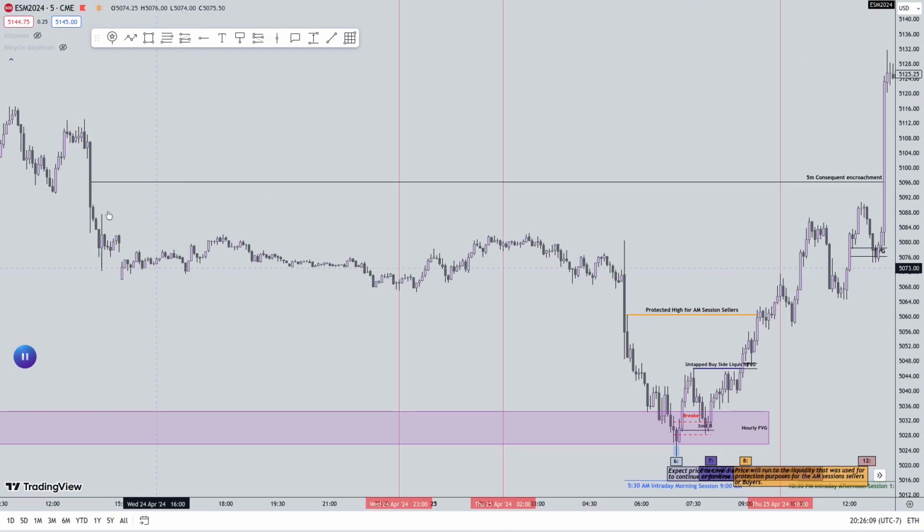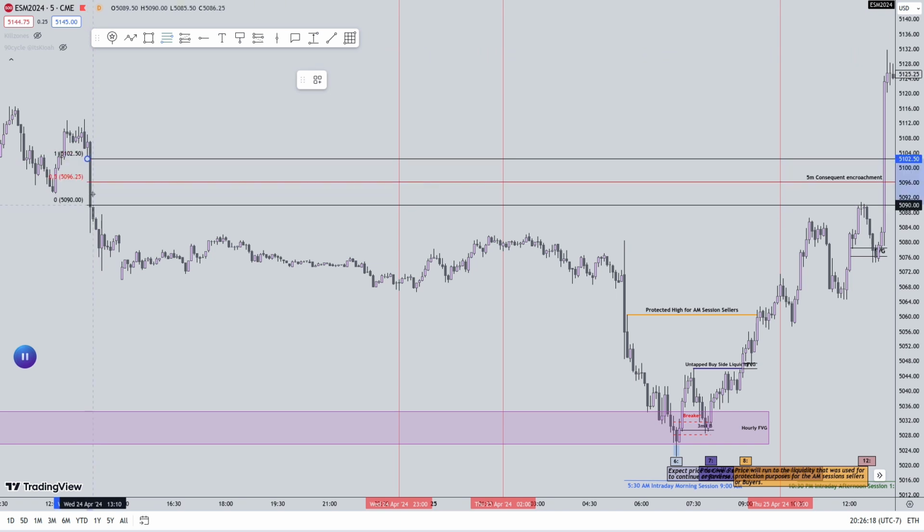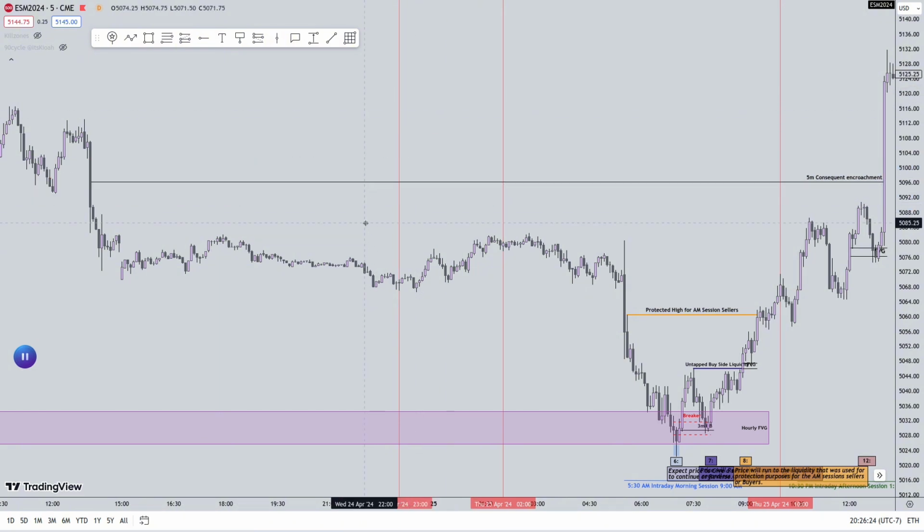So here we're going to drop down to the 5-minute, and you can see we have this big old SIBI right here, and we marked that up, and the consequent encroachment, which is 50% of that, you can see aligns with that black line that we have marked up. So that is basically just used as a target in this situation.